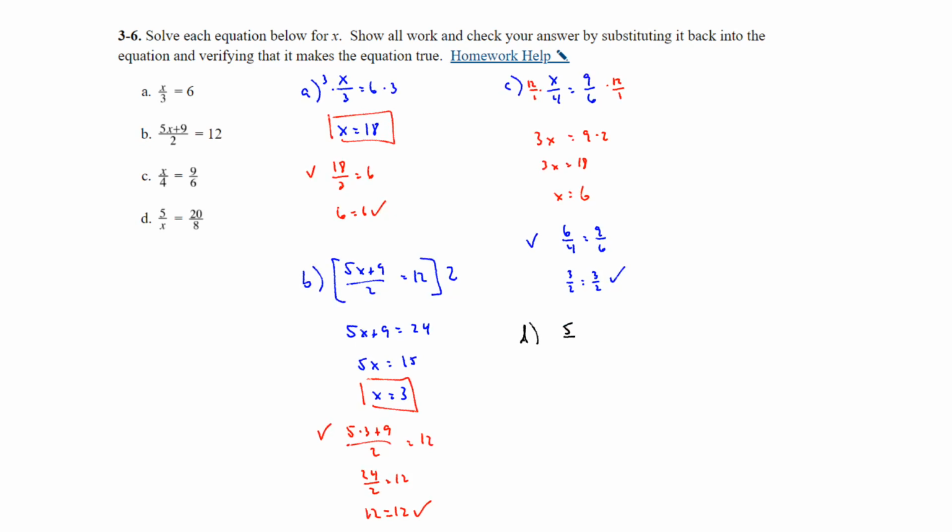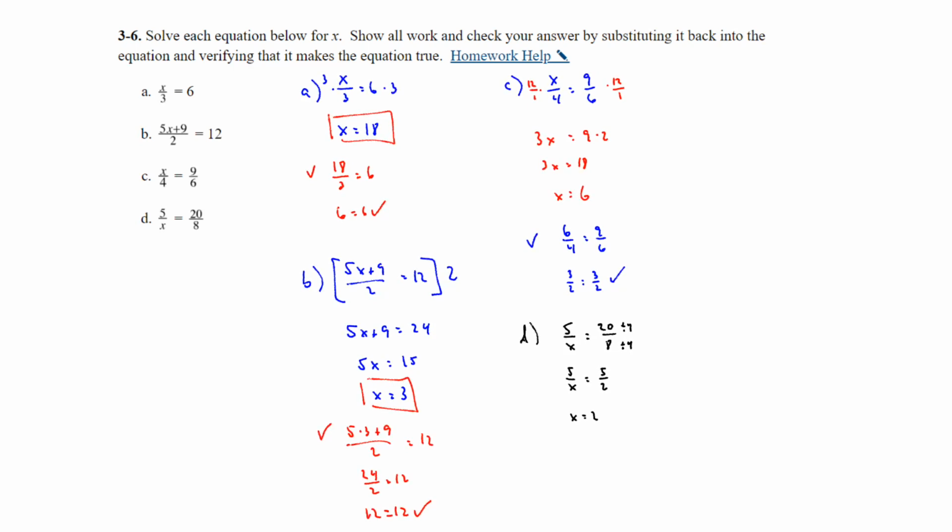We have 5 divided by x is equal to 20 divided by 8. Now 20 divided by 8, similar to C on the 9/6, could be reduced. By reducing it, it does make the numbers a little bit smaller. So if I divide both of these by 4 and cancel out that common factor, that'll give me 5 over 2, which actually, if you look at it now, it makes it a little bit simpler because the 5s are both the same on top, so what does x have to equal? X would have to equal 2.